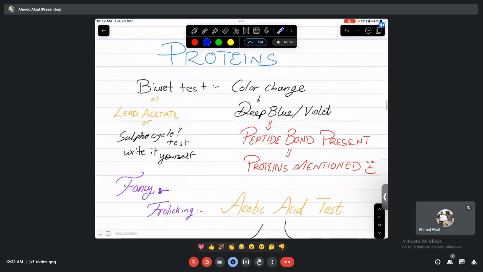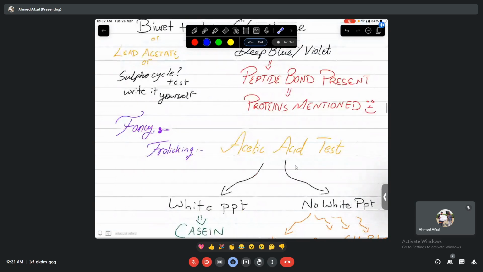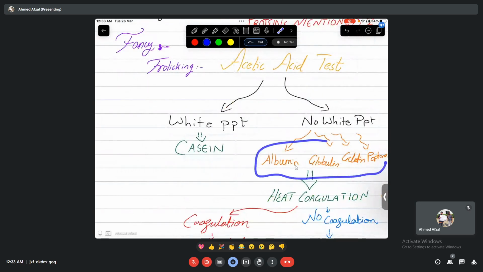If I were to give you a very quick overview again, you would know that the Biuret test is the most common, most prominent way of identifying if there's protein present in a given sample. The other types could be the lead acetate test or the sulfo something test, right? That's what you could use. Now, when you get fancy, you try to boil down which amino acid it would be. So you perform the acetic acid test, and that would give you two results. If there's a white PPT forming, it would be casein. If there's no white PPT forming, it could be either of these four.